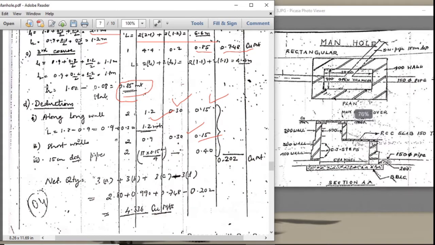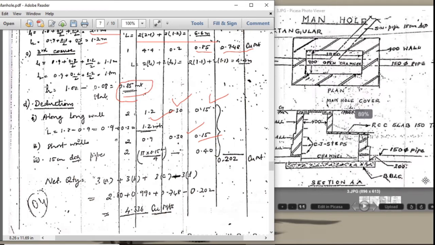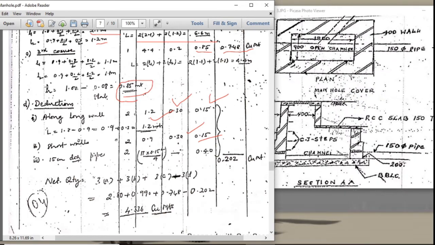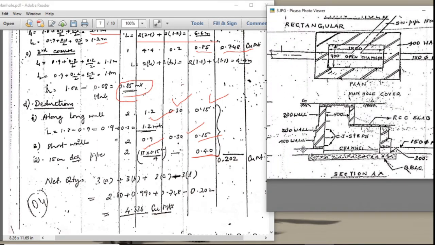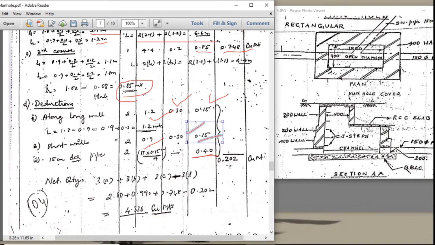Fine. Next, 15 centimeter diameter pipe. So we have two pipes. See here, pi into 0.15, pi d square by 4 value. What is the depth? 0.40. So the details are same as the previous problem. These values should have been given properly. Okay, no problem. 0.202 for illustration purpose, it's okay.